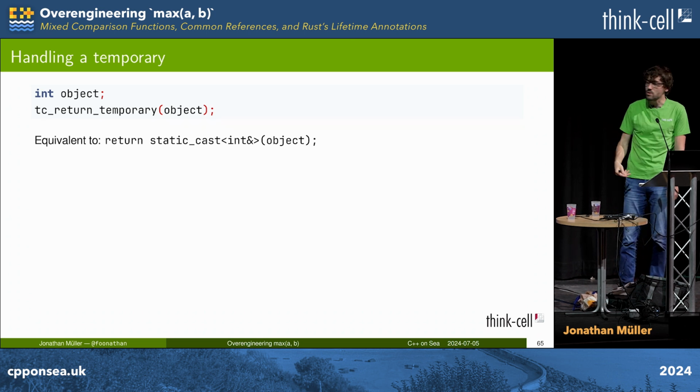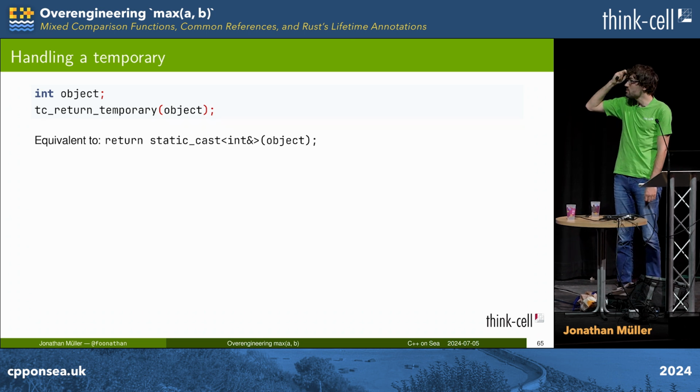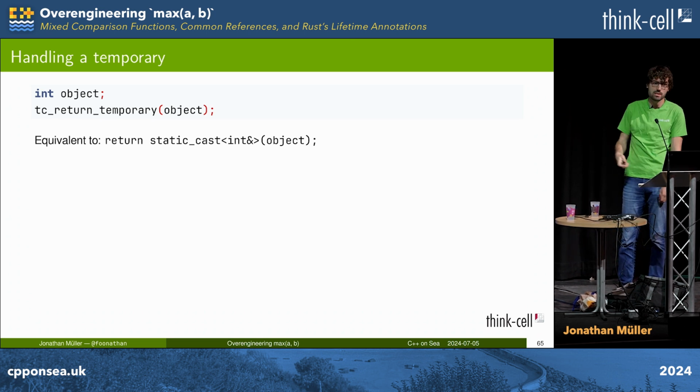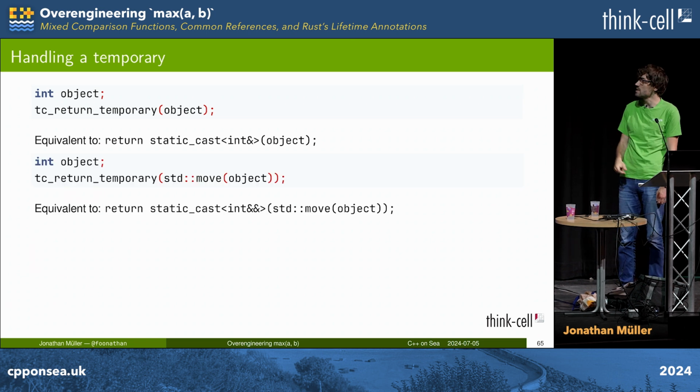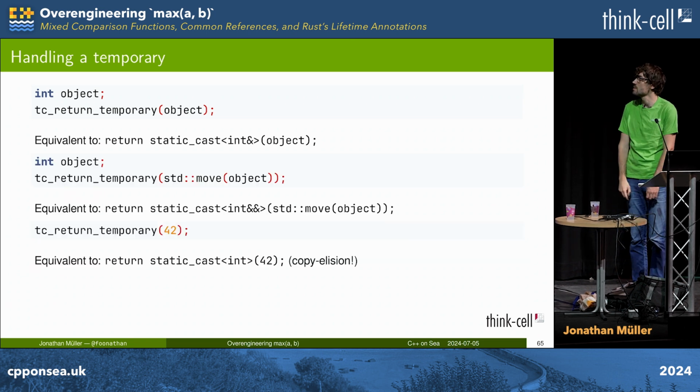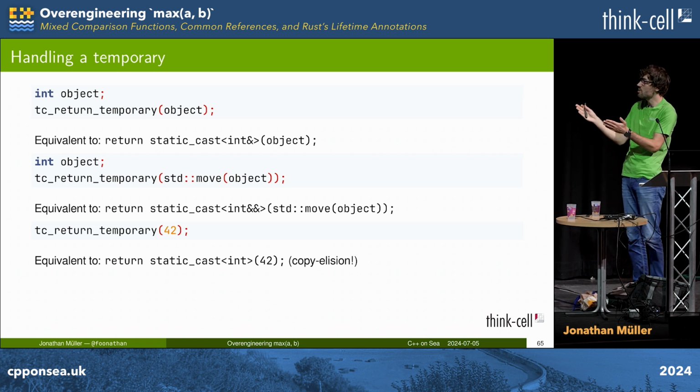So we write tcReturn temporary object, we just do a static cast to an int reference because it's an lvalue, so this is a no-op. If we call move on the object, static cast to an int rvalue reference, also a no-op. If you have a prvalue, static cast to int, this is also a no-op because of copy elision.